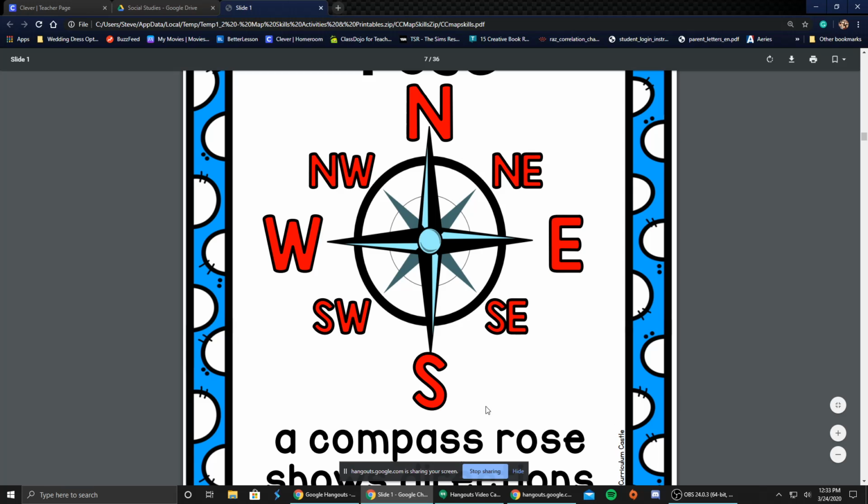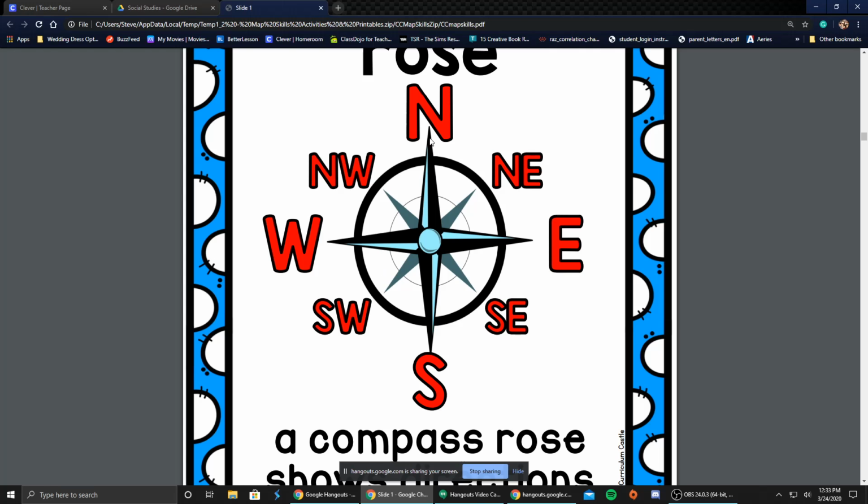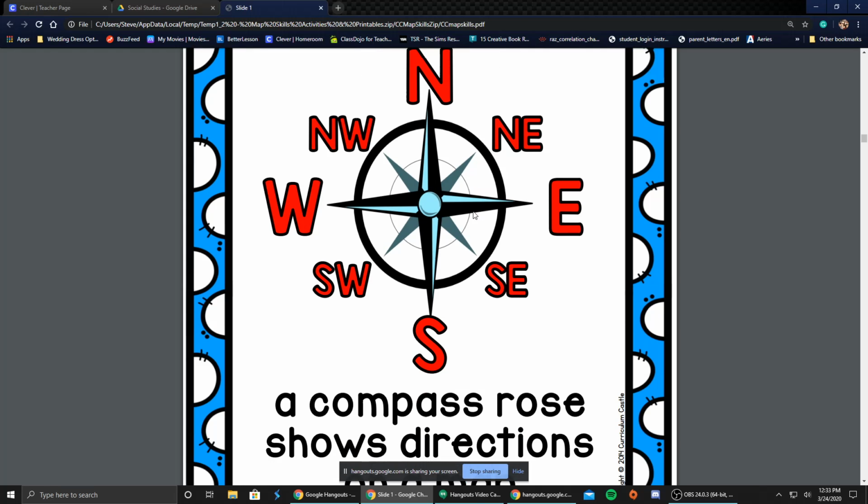That's how you can use a compass to find places. Like before we had things such as Siri or Google Maps or any of that stuff, they used compasses and maps in order to find their way.